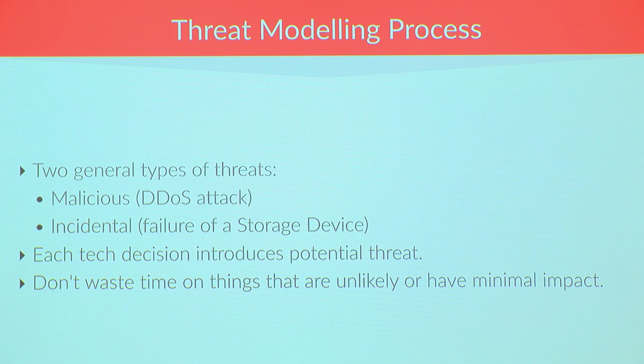So the threat modeling process. First, you have to understand the types of threats that you have. So now that we've seen all these categories, how do we put all of that together and how do we make an actual plan? So you have malicious threats, like DDoS attacks, people trying to steal your data, things like that. And you have incidental threats. And you also have to consider them because it is part of security. It's just, stuff happens. Like a storage device failed, backup didn't work, whatever. Storage device failure is actually a very common problem.